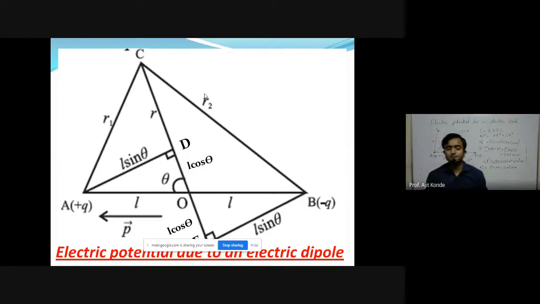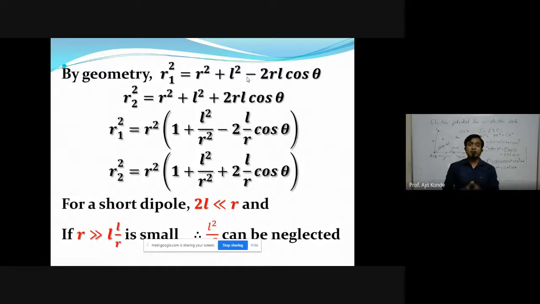See this diagram once again. Okay. See this, in the textbook they have directly written by geometry R1 square is equal to R square plus L square minus twice of RL cos theta.